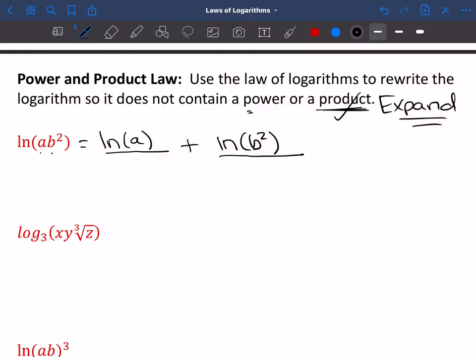Now that we've taken care of that, we need to reduce this further because we have an exponent here. So we need to take that exponent, or that power, and write it out front. So we have 2 times the ln of b for our second term, and our first term will stay the same, and that's just the natural log of a.